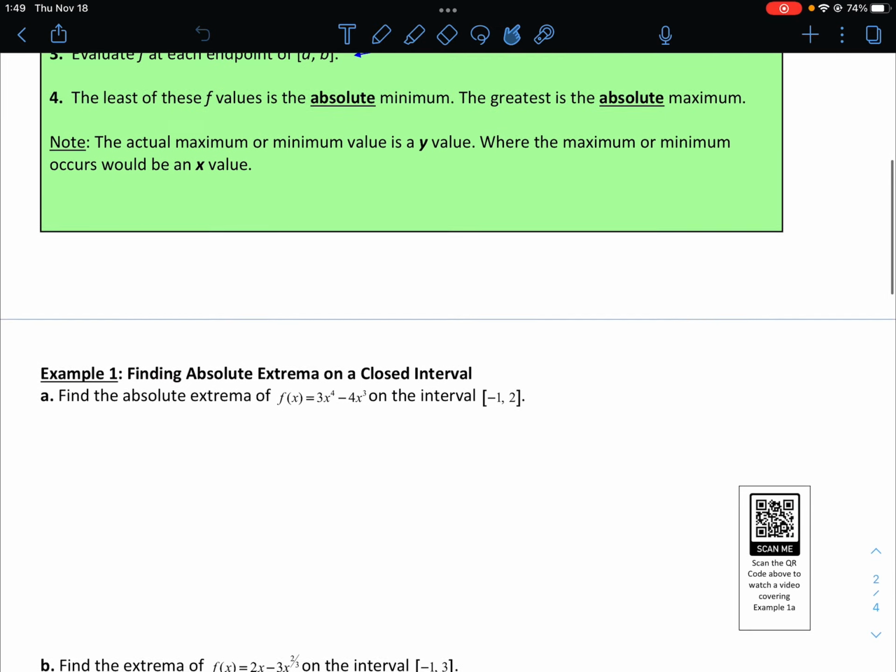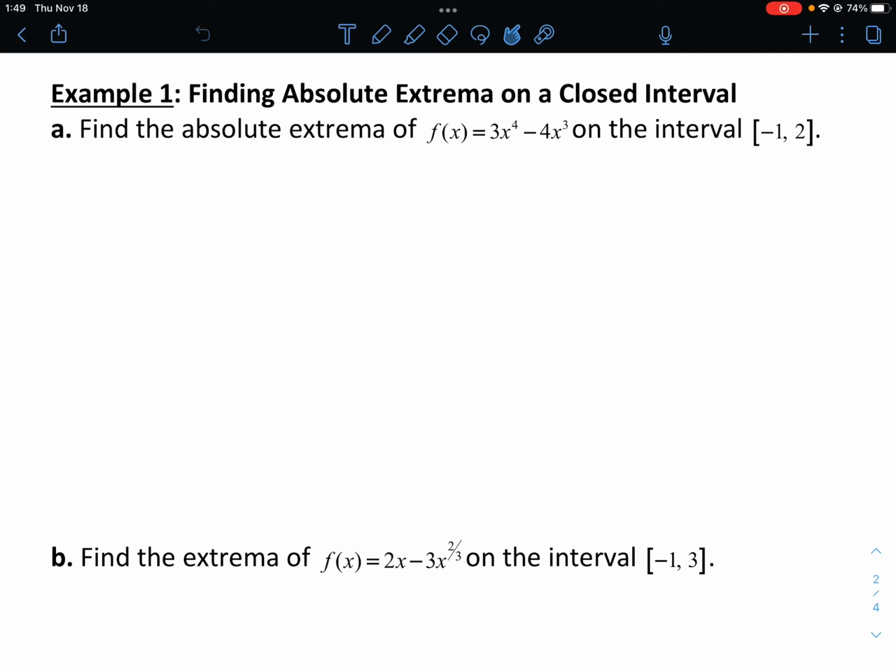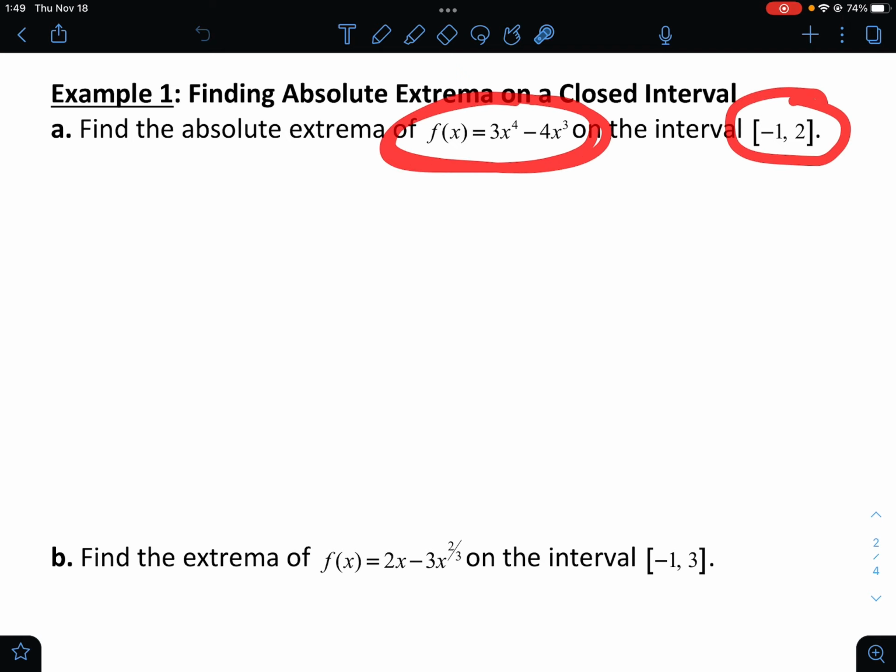So let's jump right in and take a look at an example here. Find the absolute extrema of f of x on the closed interval -1 to 2. Your first thought is, is this function continuous on this interval? And this is just a quartic function, which is continuous everywhere. So if it's continuous everywhere, then yes, it's continuous on this interval.